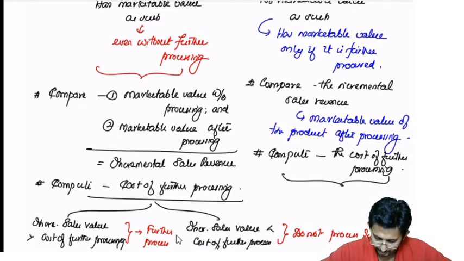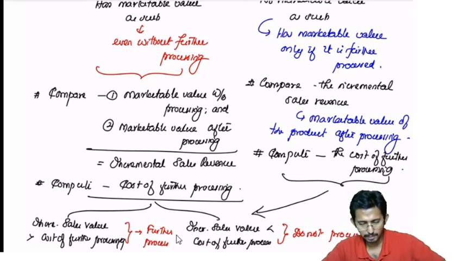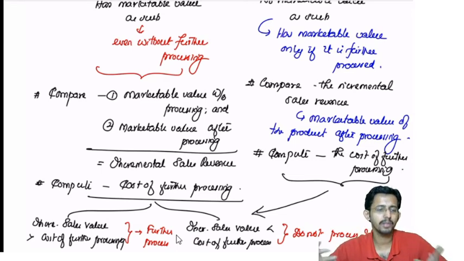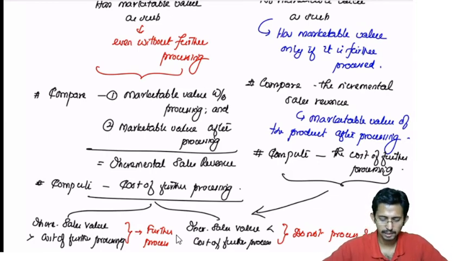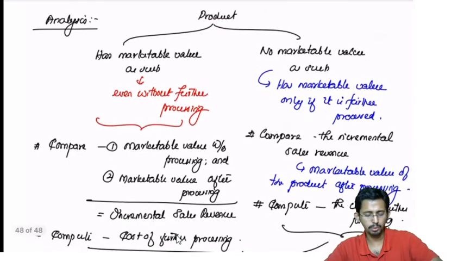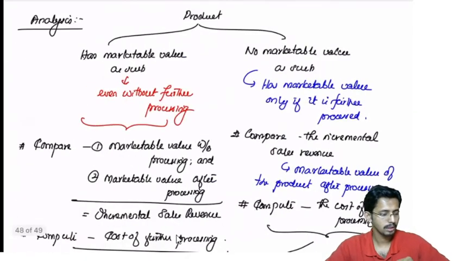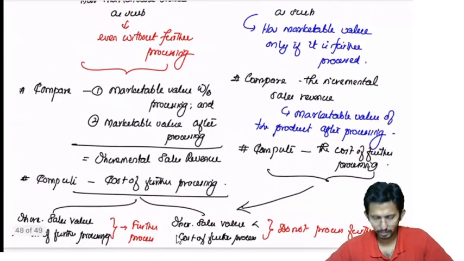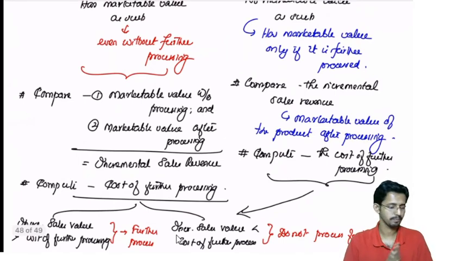Okay, here again, this is the thing. Incremental sales revenue is greater than the cost of further processing. Go for further processing. Otherwise, no further processing. Is it clear? This is how you take a decision with respect to sell or further process. I hope you all have written this, right? Okay.